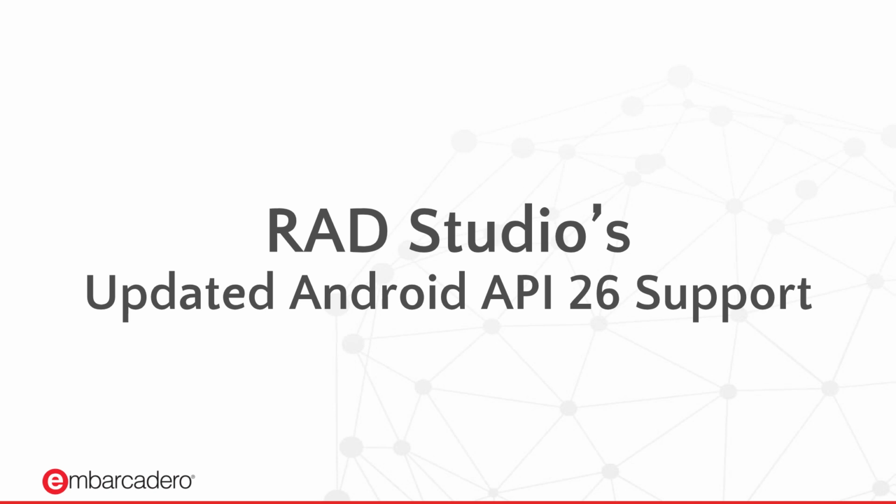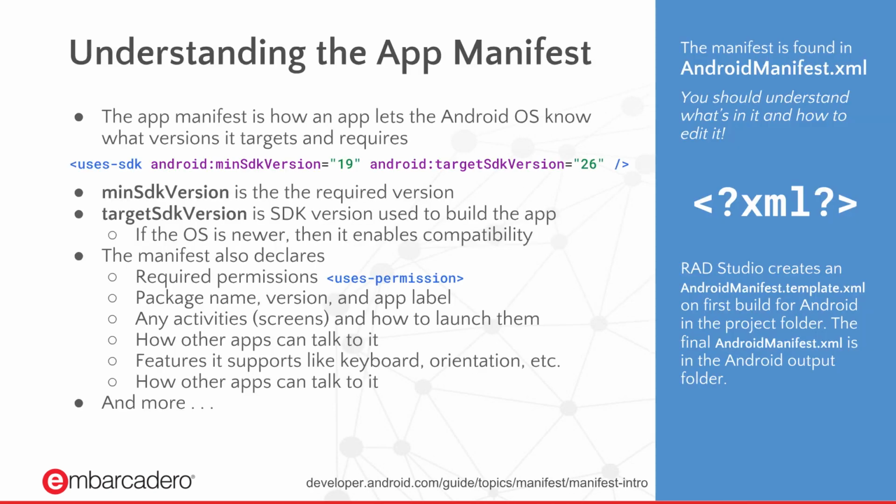Okay, let's take a look at what's new in RAD Studio with its new API level 26 support. But first, to understand the significance of this, you really need to understand what the Android manifest is and how it works. I guess the technical term is Android manifest, but I tend to refer to it as app manifest. What it is, is an XML document that describes to the Android OS how to interact with the app.